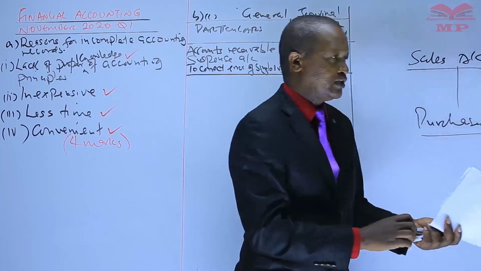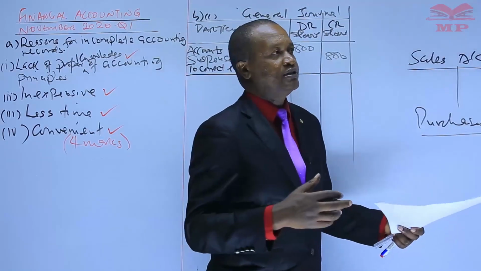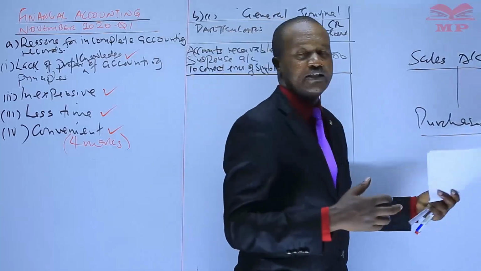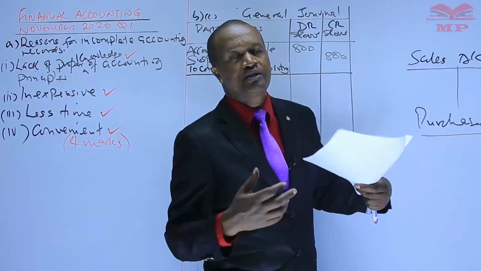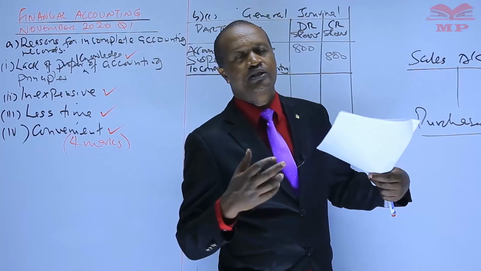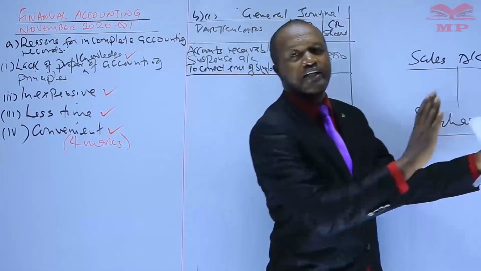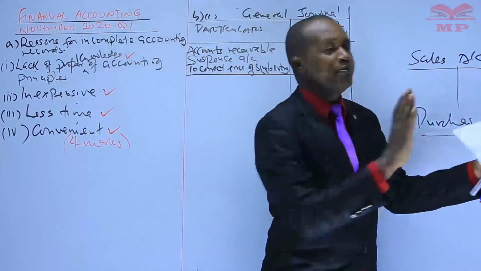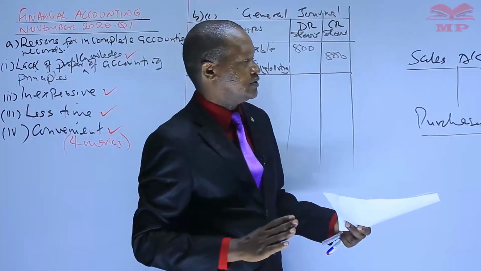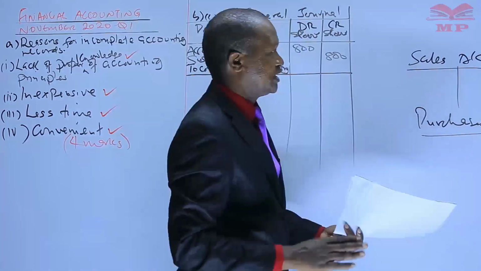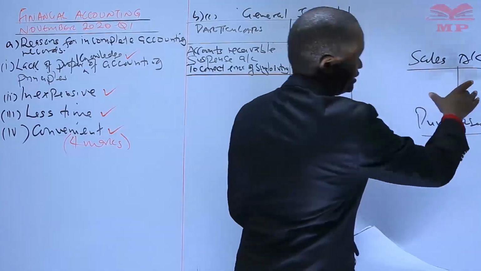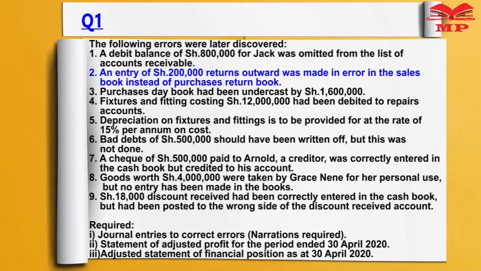Returns outward, we know, is also known as purchases returns. These are goods that are returned to the suppliers or the creditors or the accounts payable. Returns out has nothing to do with sales. But here we read that an entry was made in error in the sales book.